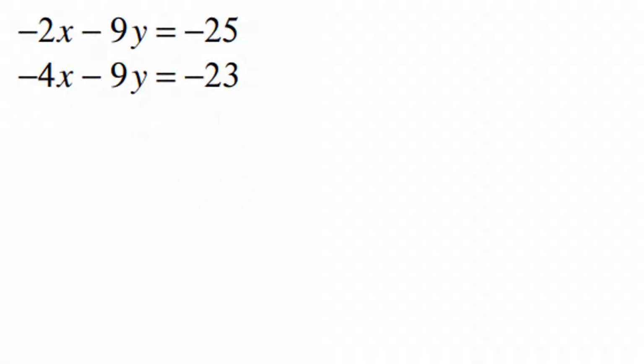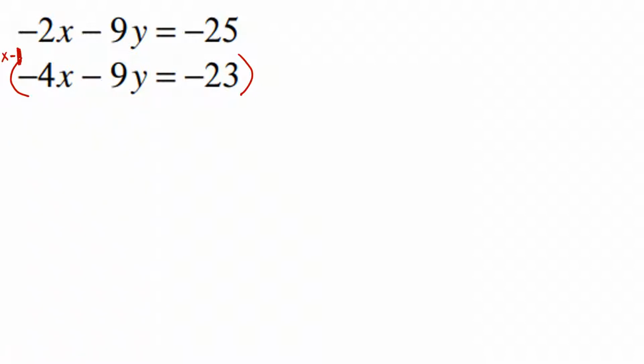For this problem, we have the equation negative 2x minus 9y equals negative 25, and the equation negative 4x minus 9y equals negative 23. Now, we are very close because both of these have the same number, 9, but they're both minus signs, and we need one of them to be a plus sign. So we have to change one of the equations. We are going to change one of the equations by multiplying everything times a negative 1.